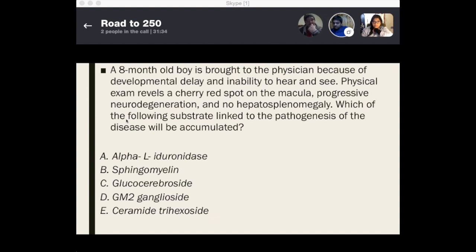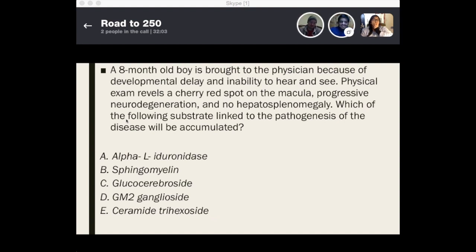So this is going back. An 8-month-old boy is brought to the physician because of developmental delay and inability to hear and see. Physical exam reveals a cherry red spot on the macula, progressive neurodegeneration, but no hepatosplenomegaly. Which of the following substrates linked to the pathogenesis of the disease will be accumulated? So read the question carefully.